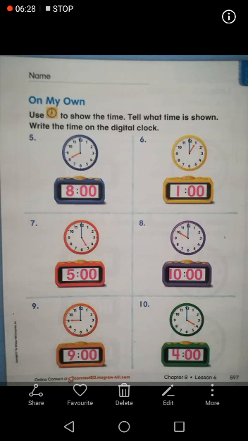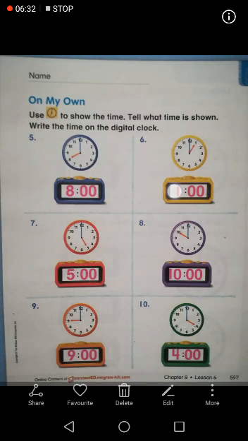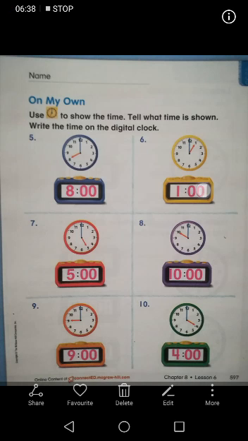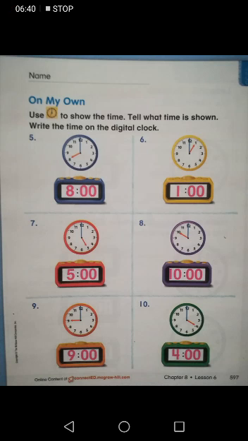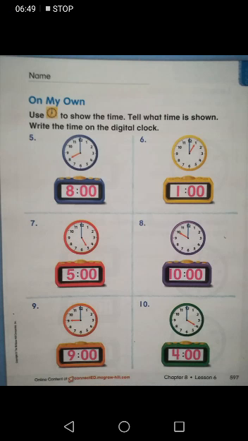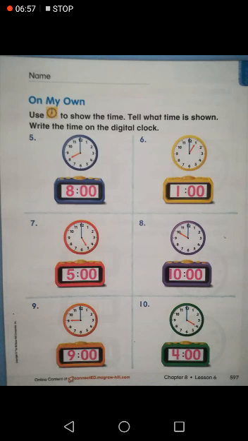Number 6. Here, the short hand, the hour hand, is at 1, so I write 1 at the left side. The minute hand is at 12, so it's 0. So it's 1 o'clock exactly, no minutes. Exercise 7. What time is it? The hour hand is at 5, so it's 5. I write the 5 at the left side of the digital clock. Then at the right side, I write zeros because it's o'clock exactly.